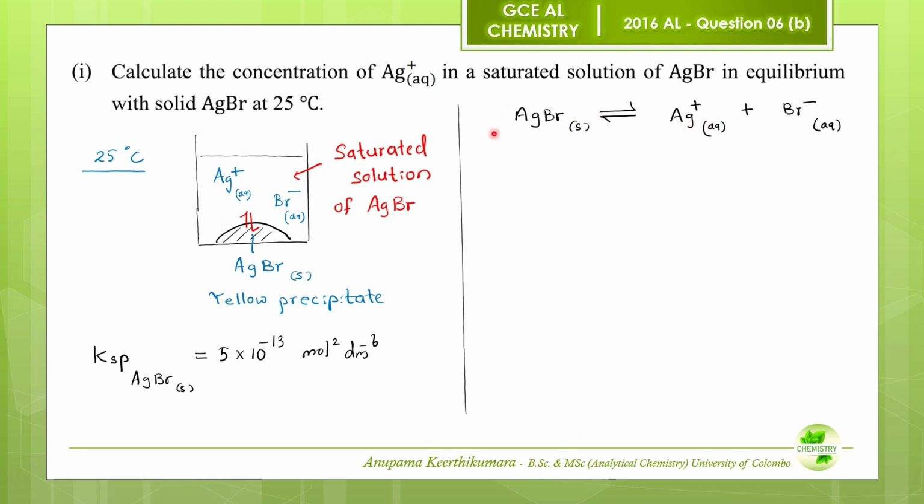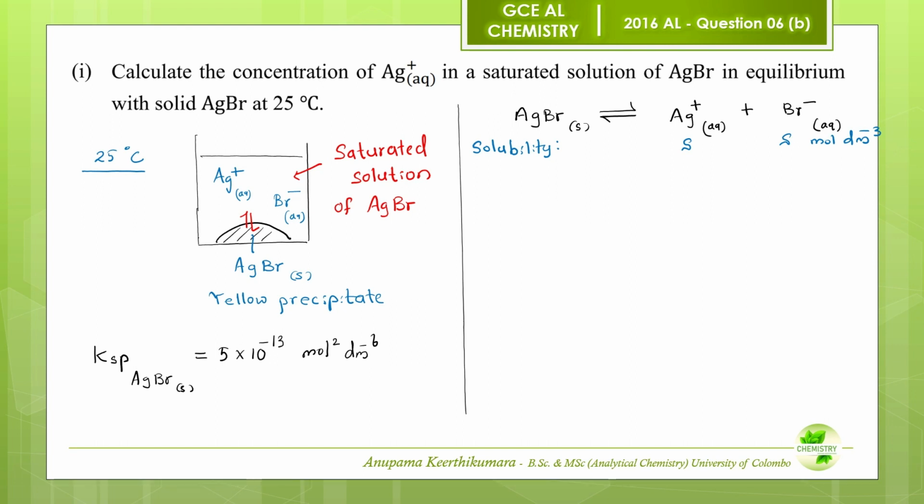Solid AgBr is in equilibrium with aqueous Ag plus ions and aqueous Br minus ions. If the solubility of AgBr is S moles per cubic decimeter, the concentration of Ag plus ions is S and Br minus ions also S moles per cubic decimeter. Here we assume that the solubility of AgBr is S moles per cubic decimeter.